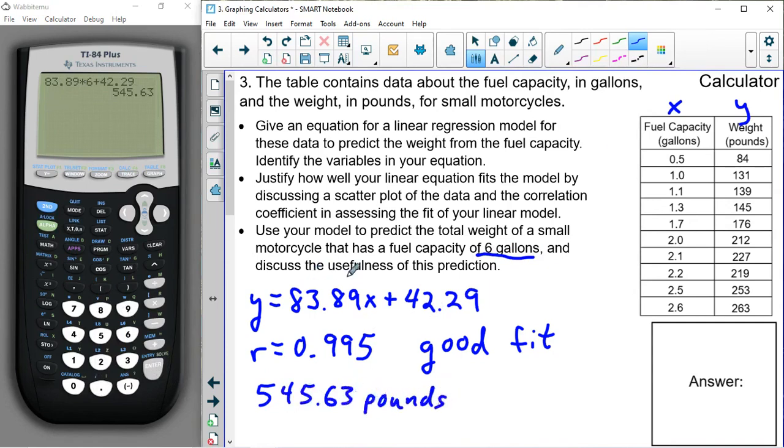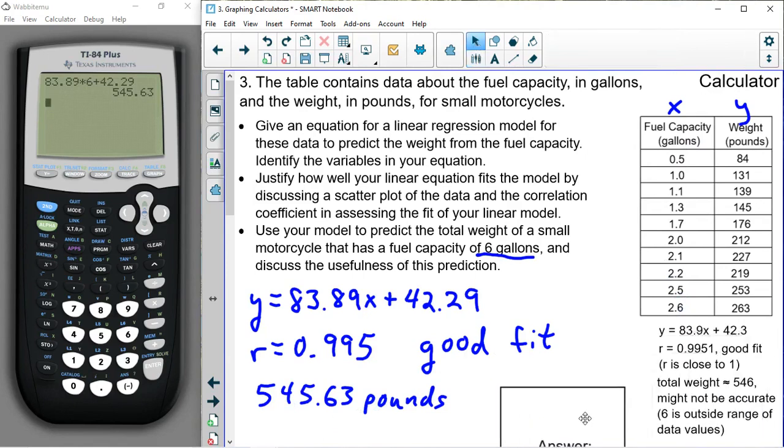Now we have to discuss the usefulness of this prediction, and I don't think this is going to be very useful at all. And you might be surprised to hear me say that because I just made such a big deal about how R is so close to 1, so it's going to be a good fit. But we have to keep in mind that this 6 gallons is way, way outside the range of X values we used. So I don't think this is going to be a very good predictor at all. So I'd say something like that in the explanation.